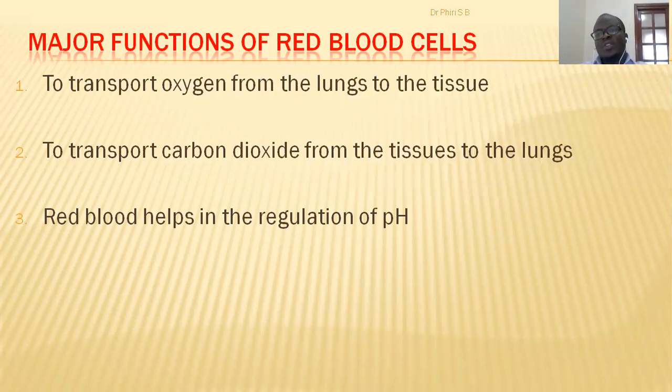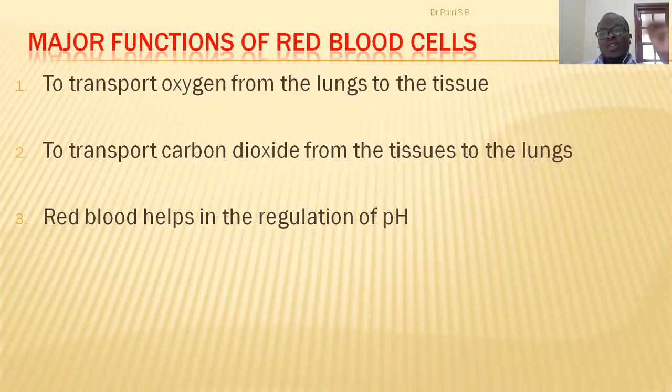So this pH needs to be maintained. Why? It's because these cells operate well at optimum pH. You have enzymes that need to operate at optimum pH. You have proteins, you have hormones. So it needs to be regulated. So the red blood cell in itself is also involved in the regulation of pH.